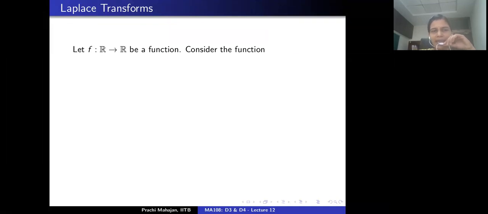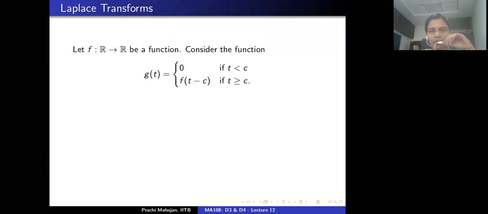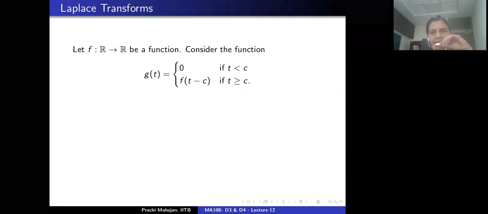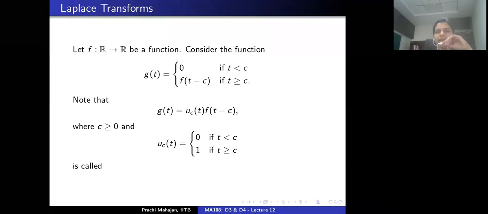Suppose that I have a function defined on the set of reals. Let's consider the following function. What is the function g? Given c, a positive real number, fixed beforehand, I am constructing g as follows. g is 0 if t is strictly less than c, and to the right of c, g is defined as the translation of f, a function of the variable t, at a distance c in the positive t direction.